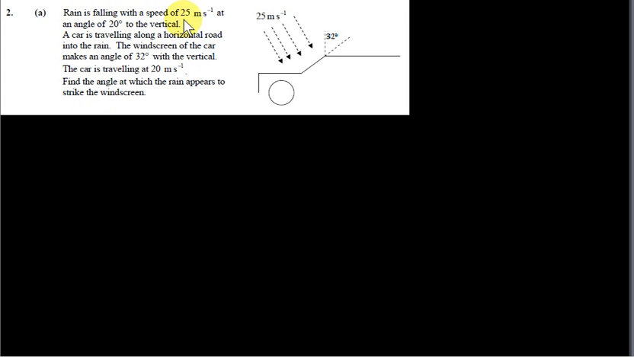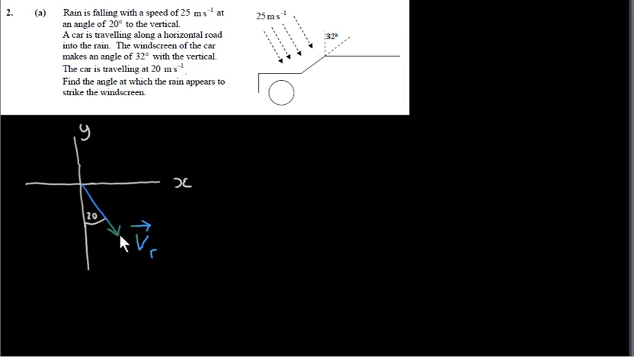Rain is falling with a speed of 25 meters per second at an angle of 20 degrees to the vertical. A car is traveling along a horizontal road into the rain. The windscreen of the car makes an angle of 32 degrees with the vertical. The car is traveling at 20 meters per second. Find the angle at which the rain appears to strike the windscreen.